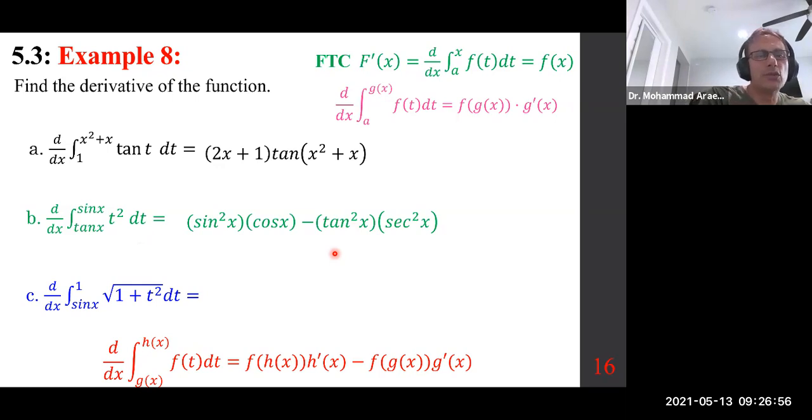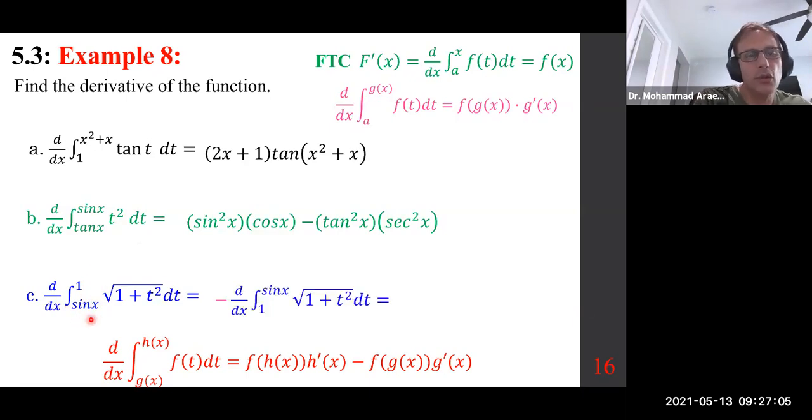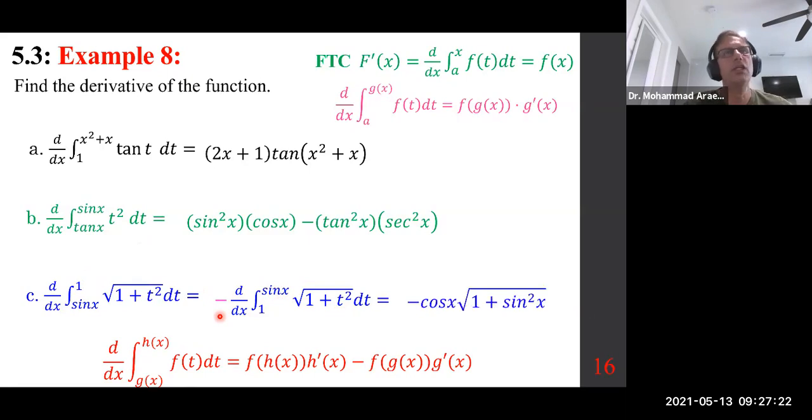Now, what happens when the lower limit is a function and the upper limit is not? Just simply interchange them and put a negative sign in front. Notice that sine x and 1 are interchanged and it creates a negative sign. Everything else stays the same. So replace the t with sine x, multiplied by the derivative of sine x, which is cosine x. Keep this negative sign. Don't forget to keep this negative sign.